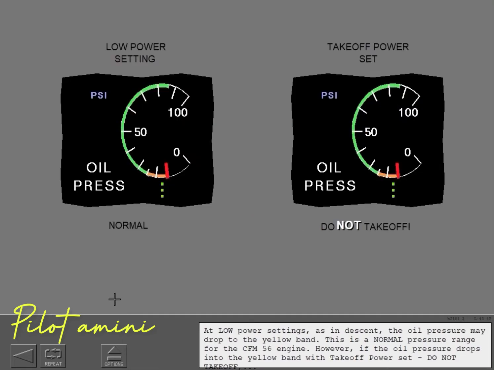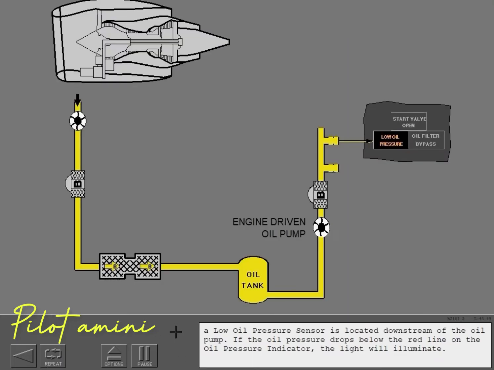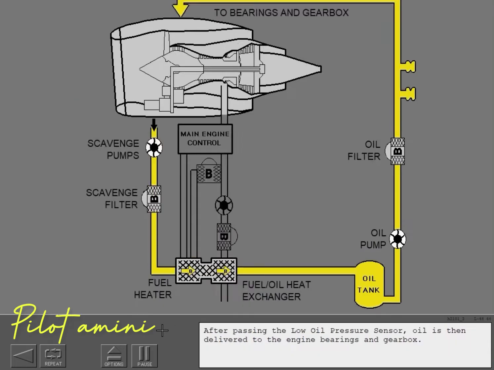At low power settings, as in descent, the oil pressure may drop to the yellow band. This is a normal pressure range for the CFM56 engine. However, if the oil pressure drops into the yellow band with takeoff power set, do not take off. A low oil pressure sensor is located downstream of the oil pump. If the oil pressure drops below the red line on the oil pressure indicator, the light will illuminate. After passing the low oil pressure sensor, oil is then delivered to the engine bearings and gearbox.